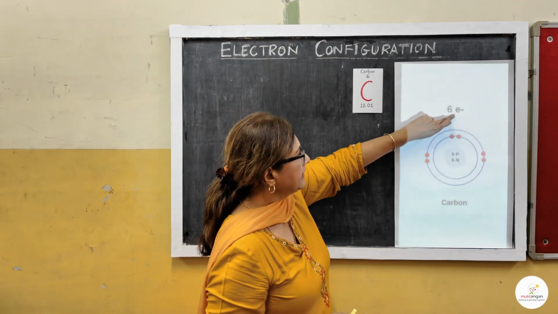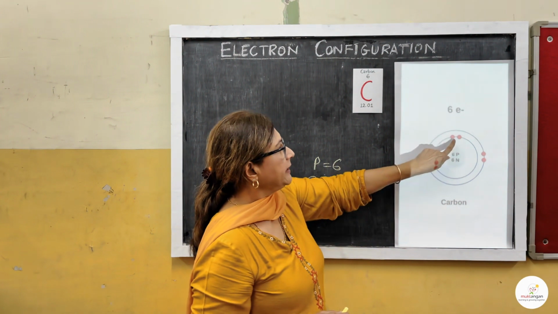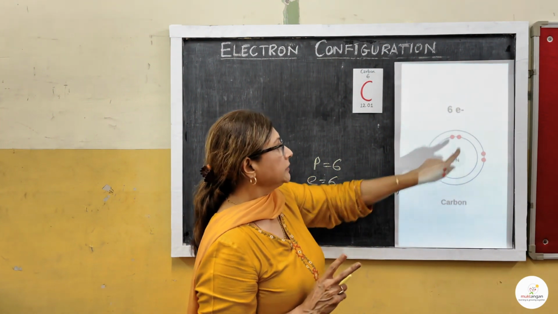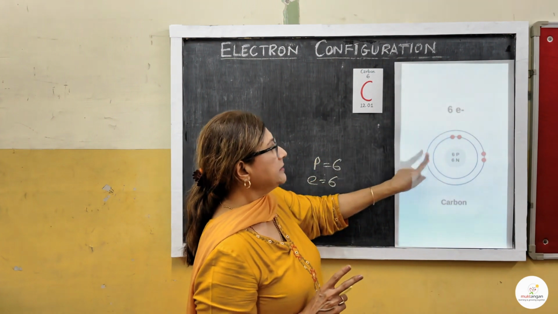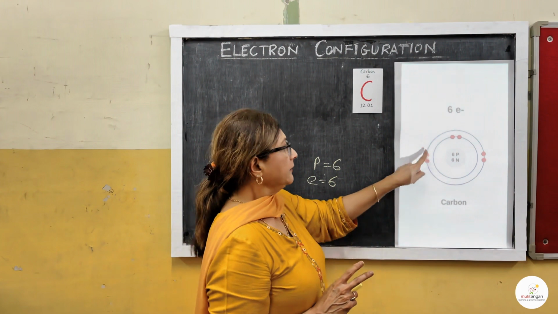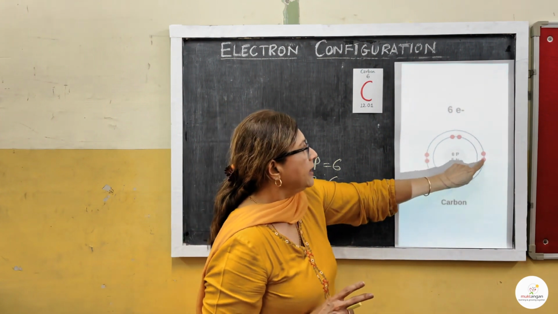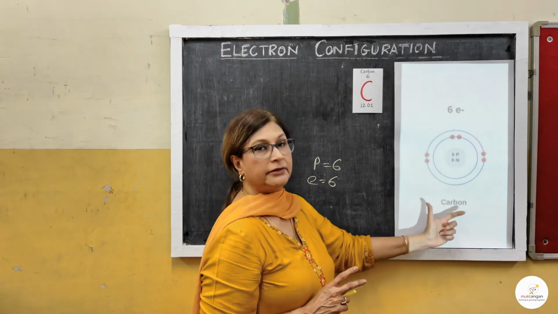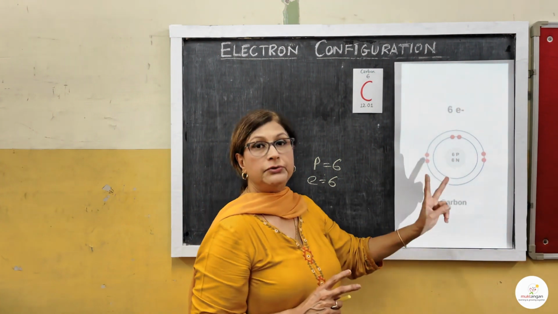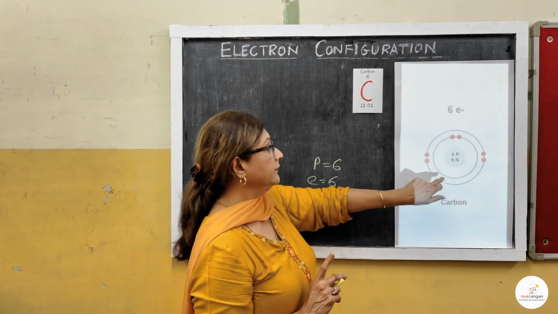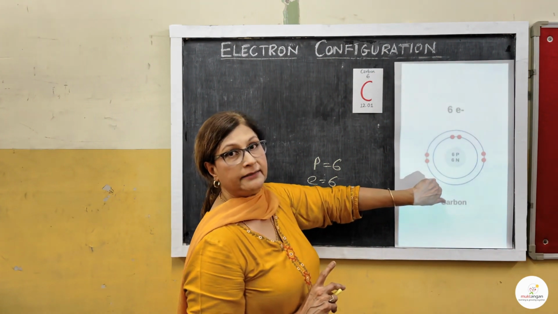Carbon has 6 electrons. The first energy level can hold only up to 2 electrons, as you already know. So the remaining 4 electrons will go into the second energy level, that is 1, 2, 3, 4, and 4 plus 2 makes 6. So this is the electronic configuration of carbon, which has 2 energy levels. This is the ground state, energy level 1, and this is the second energy level.